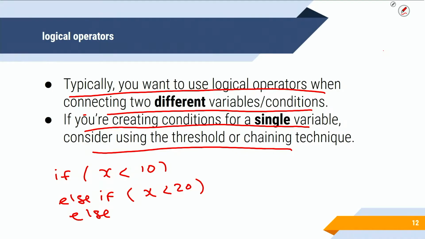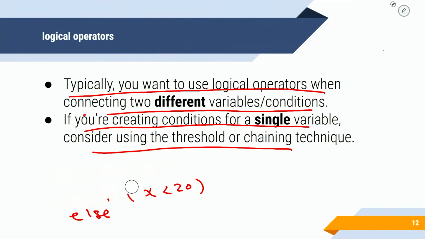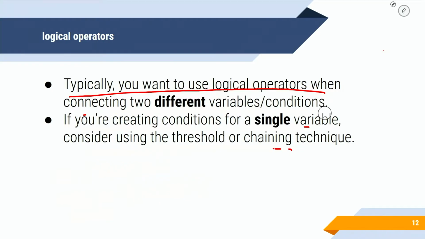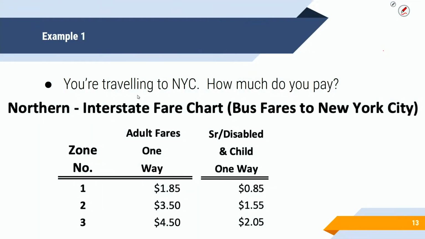So if we're just using one single variable to take care of the conditions, I would consider using this threshold chaining technique. Otherwise, what we're going to look at in today's lesson is using logical operators to connect two different variables or conditions. In example 1, we're going to look at a problem very similar to one we've done before. We're traveling to New York City, and we're trying to figure out how much we're going to pay. First, let's take a look at this chart here.